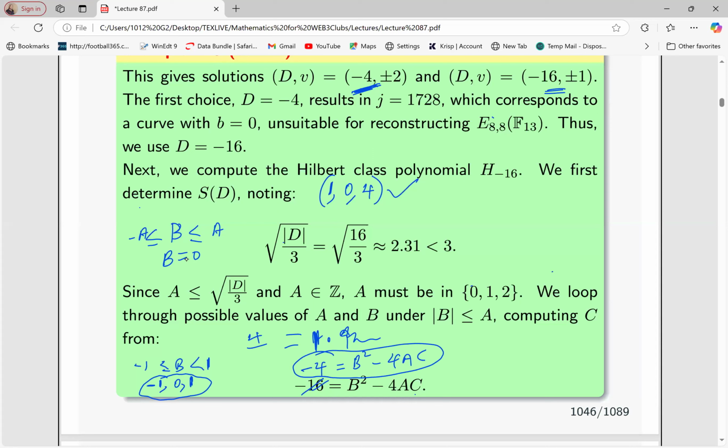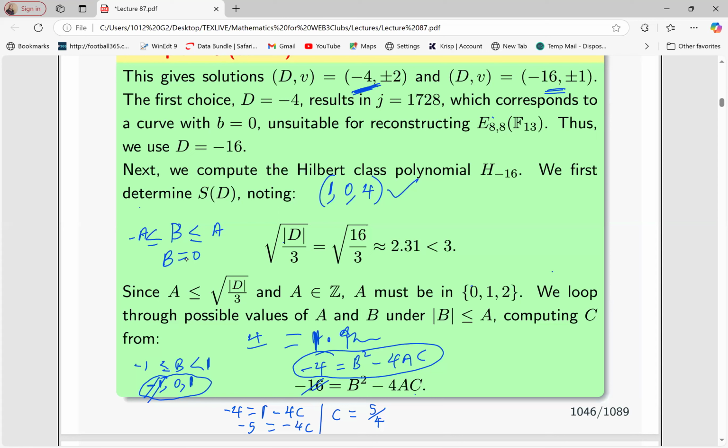Let's take B as negative 1. So negative 4 will be negative 1 squared, which is 1, minus 4C, because A is 1. Crossing to the other side, you have negative 5 is negative 4C. This means that C will not be an integer, because it's 5 out of 4. So that means that when A is 1, B can never be negative 1.